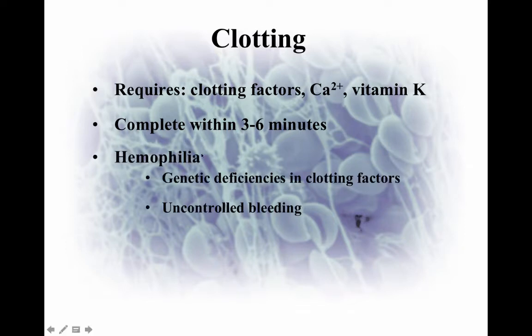Hemophilia then, the love of blood, is classified as genetic deficiencies in clotting factors that cause uncontrolled bleeding. So if we can't clot, we won't have hemostasis, we'll have hemophilia.